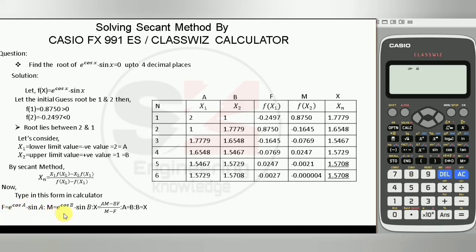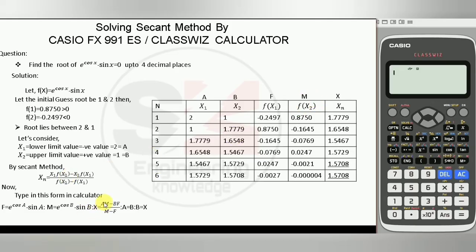Then after that, in the second function, that is the m function, we use the value of x2. x2 means b. Then simply write b in place of x. Then after this, you have to write the second formula. Second formula means this formula. x1 means a, and the function f(x2) means this m.